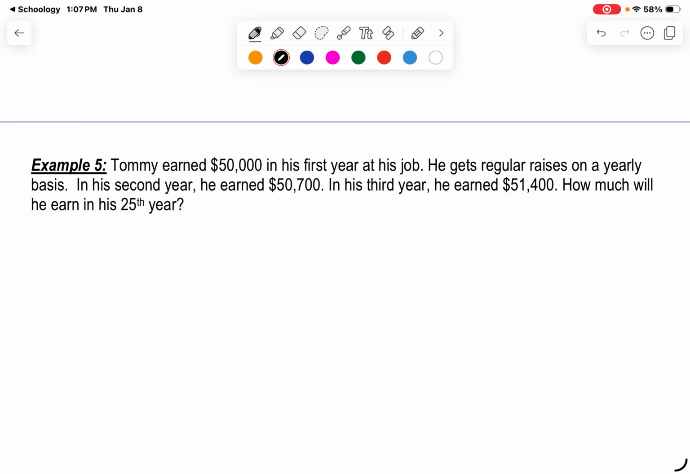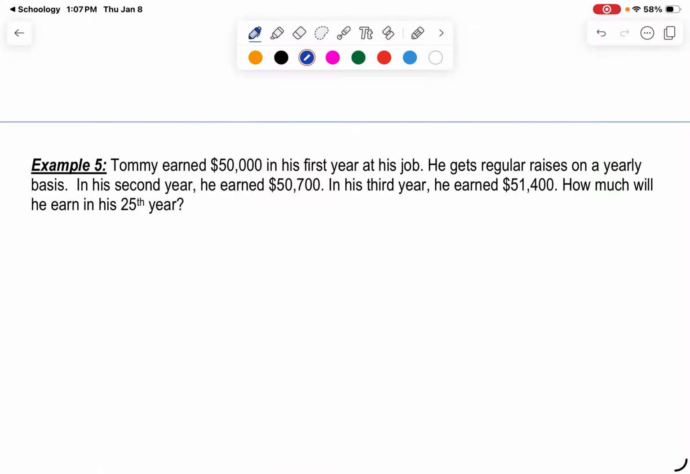He gets regular raises on a yearly basis. In his second year, he got $50,700. Tommy, quit your job. $700 raise is not great. In his third year, another $700, $51,400. How much did he earn in his 25th year? Oh, Tommy, hopefully you don't stay there 25 years, but let's find out.